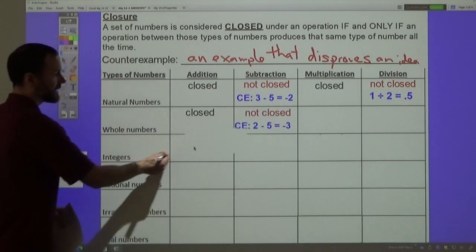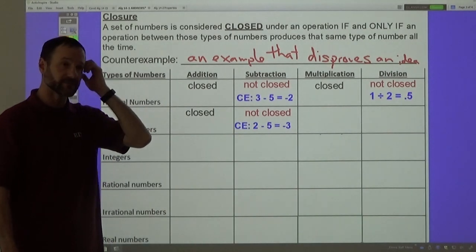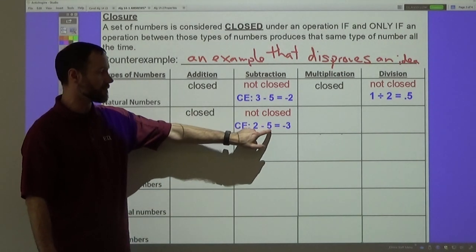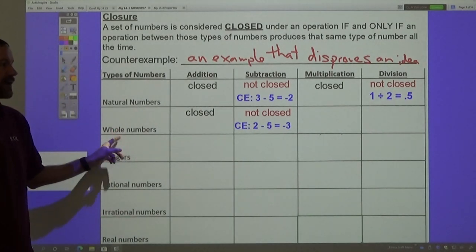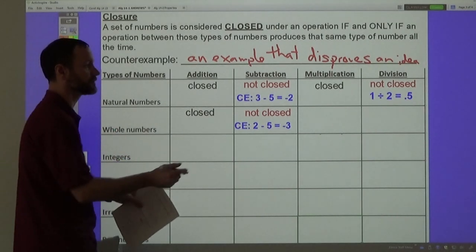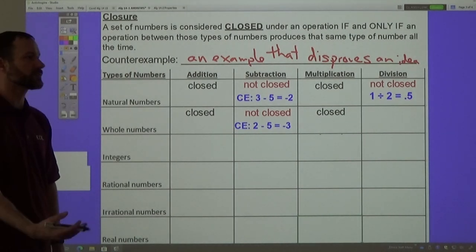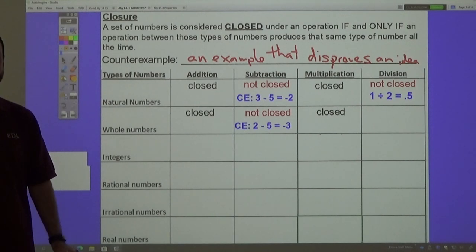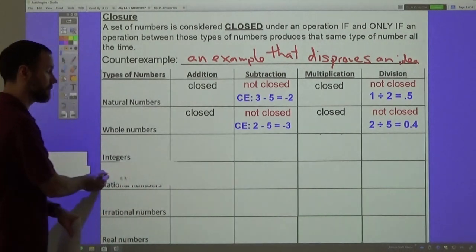Subtraction, again, it doesn't work because of negatives. I can do 5 minus 2, which gives me 3, or 6 minus 5, which gives me 1, but if I do a smaller minus a bigger, it's going to give me a negative number. Those negative numbers are not whole numbers, therefore it's not closed. Multiplication is closed. 3 times 2 is 6, 4 times 5 is 20, 0 times 2 is 0. Those are all closed.